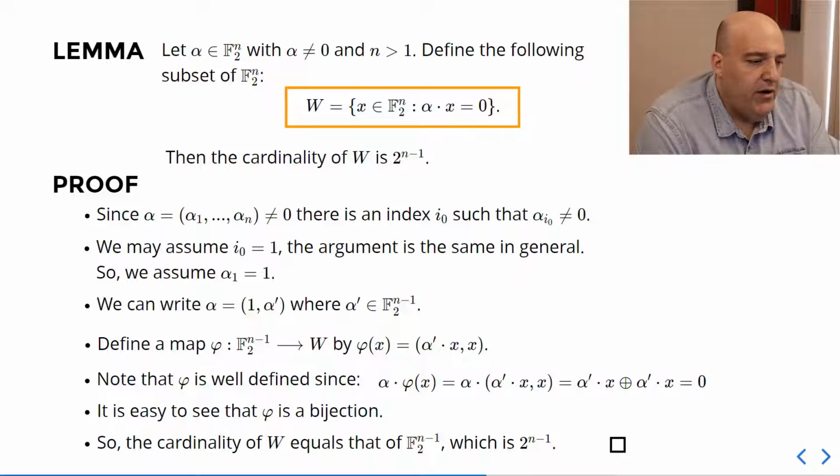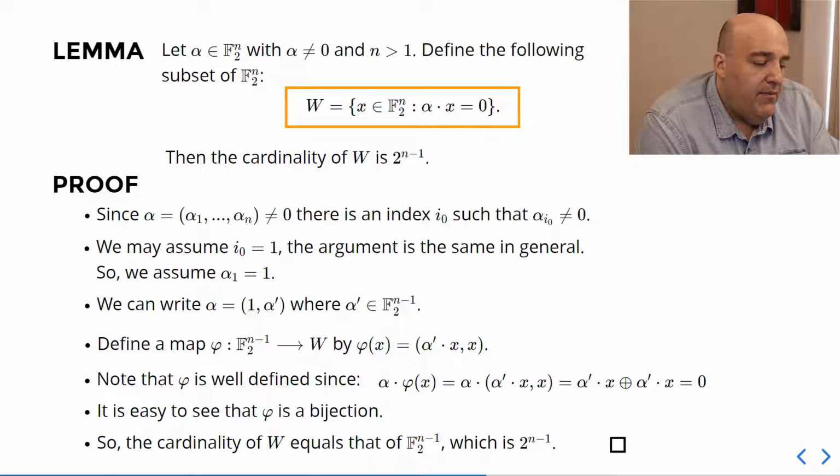The argument we're going to give could apply to any index. It'll be the same. So let's just, for ease of notation, assume that alpha 1 is the place where it's not 0. So alpha 1 is 1. And that means we can separate it a little bit. We can write alpha equal to 1, the first coordinate, comma alpha prime, where alpha prime now has n minus 1 coordinates. Alpha prime is in F2^(n-1).